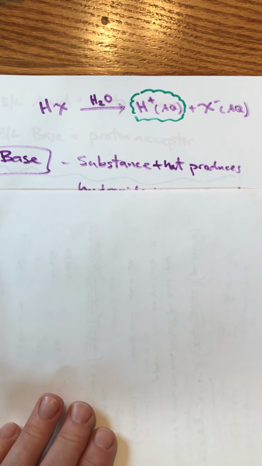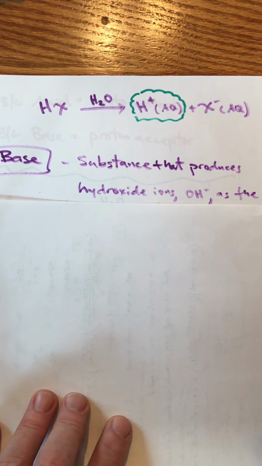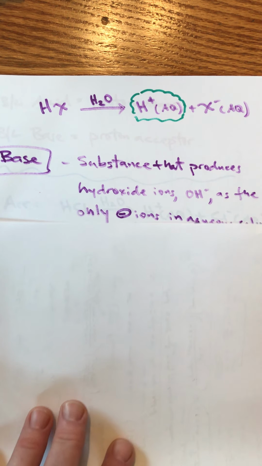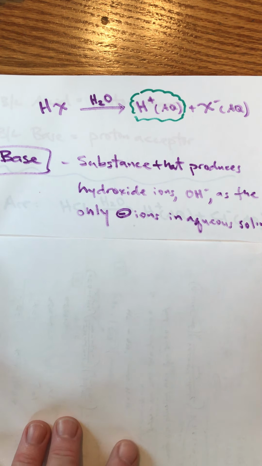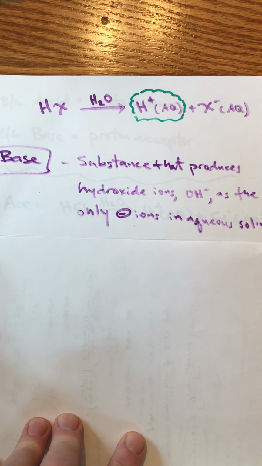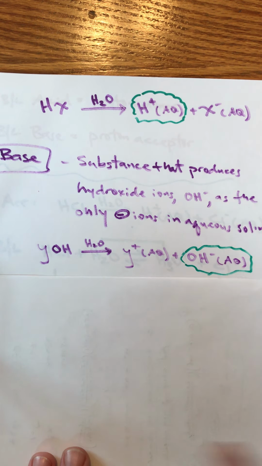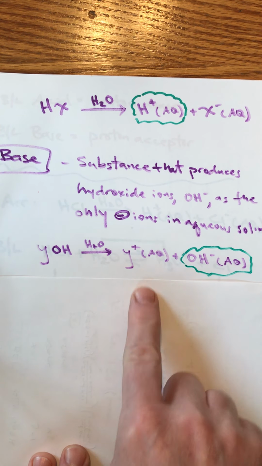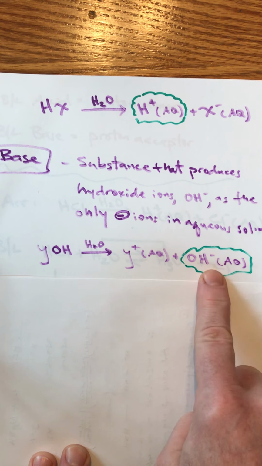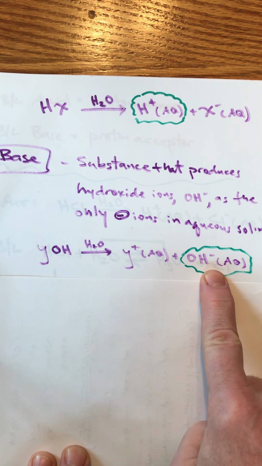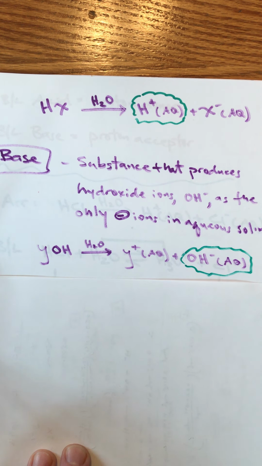He said, well, a base is a substance that produces hydroxide ions, OH-, as the only negative ions in aqueous solution. Once again, he's limited to aqueous solution, but he's saying a base is a base because of the hydroxide. So if I took YOH, dissolved in water, you'd get Y positive and OH minus, and it's the OH minus that makes a base a base. It's kind of what we've been using for our nomenclature the whole time.